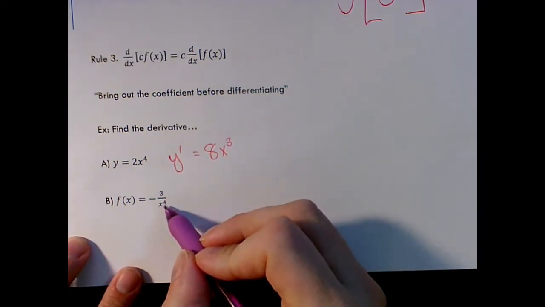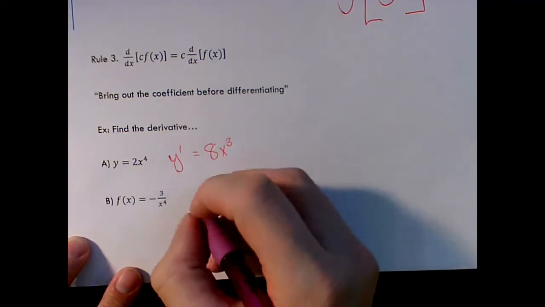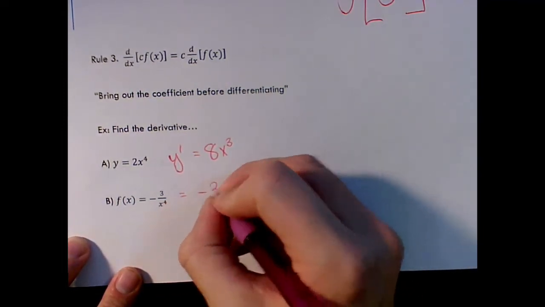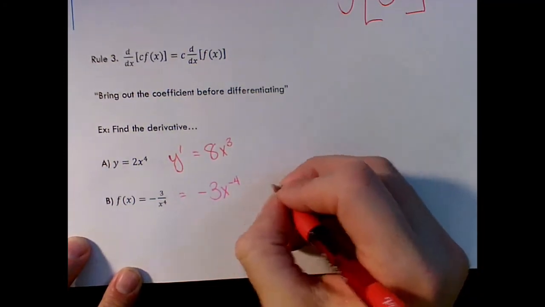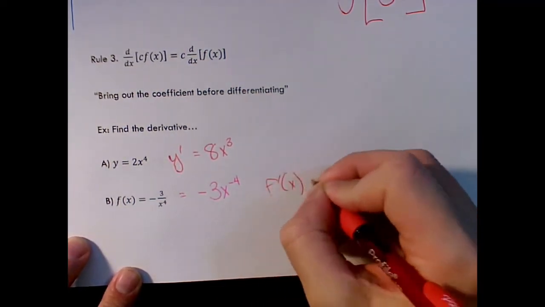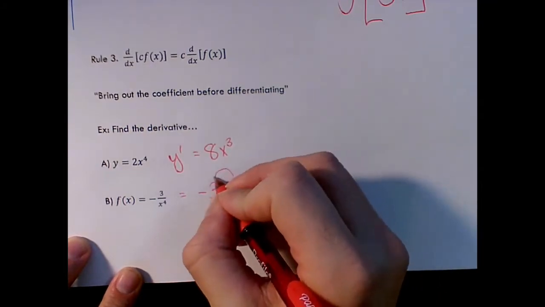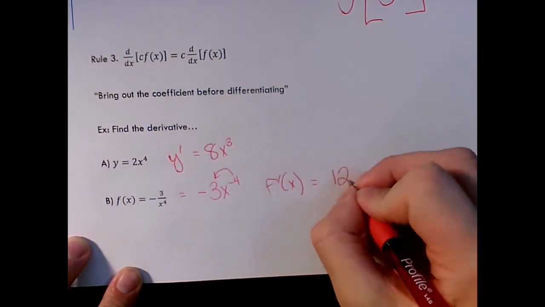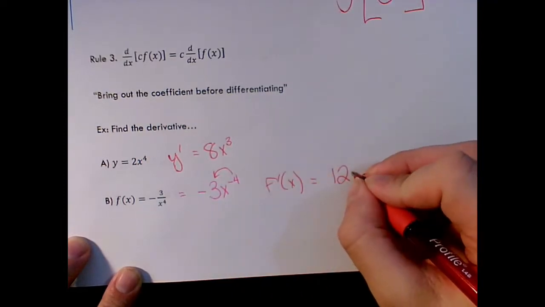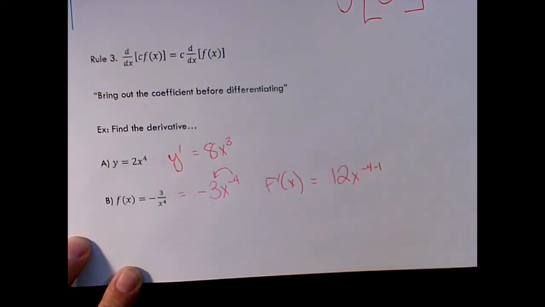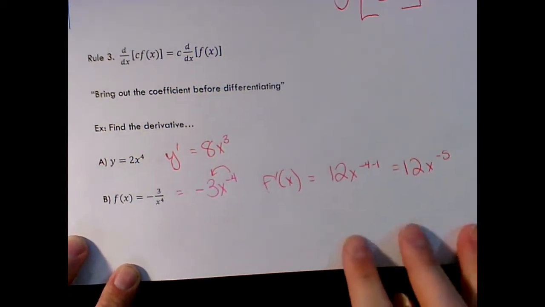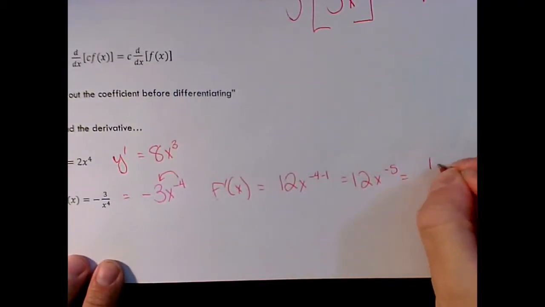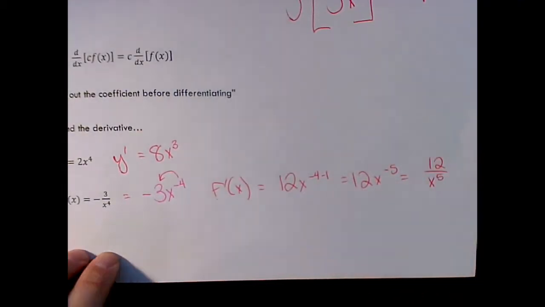Just like the last problem, or the second to last problem, we'll rewrite this as negative 3x to the negative fourth. So the derivative of that, f prime of x, is negative 4 times negative 3, which becomes positive 12, x to the negative 4 minus 1, which becomes 12 x to the negative 5. And I hate the way that looks. So 12 over x to the fifth.